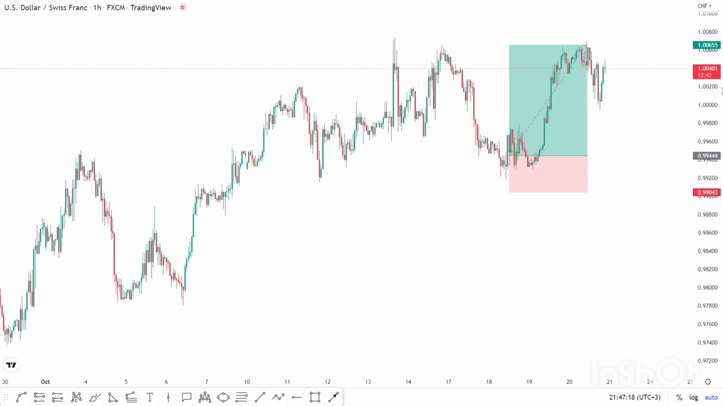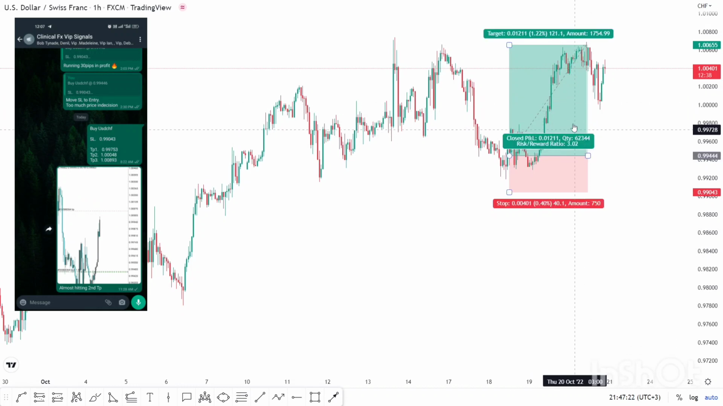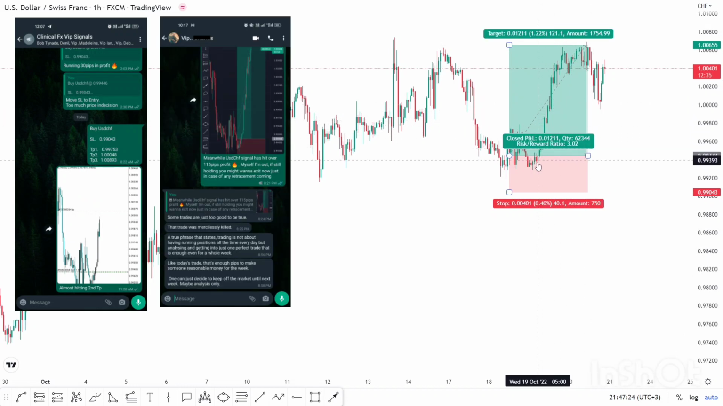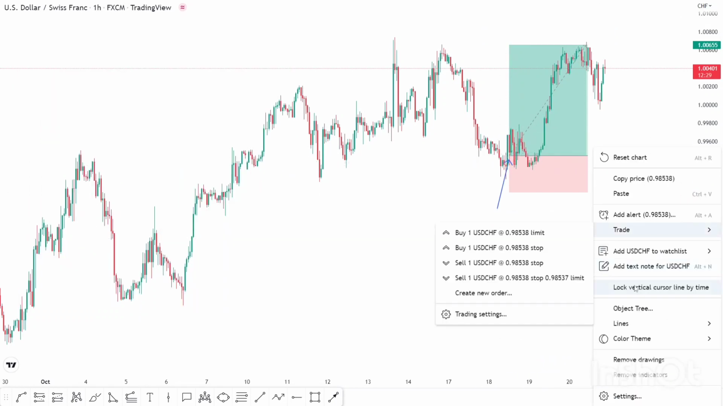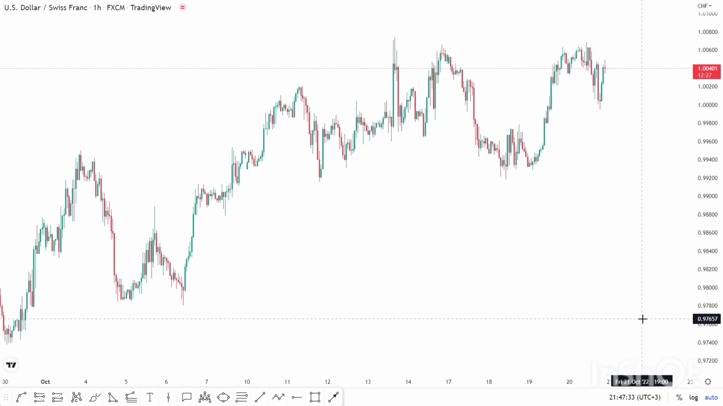Hello, so a breakdown of USDCHF, a trade I took this week with a risk reward of 1 to 3. It was a very good trade. As you can see, it performed quite well from the entry point, which was somewhere at this point. So just a quick analysis to show what I looked at before I took the trade.